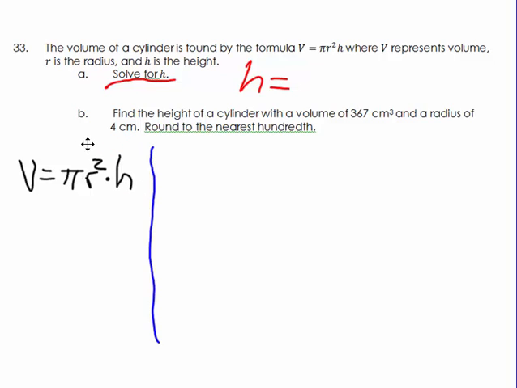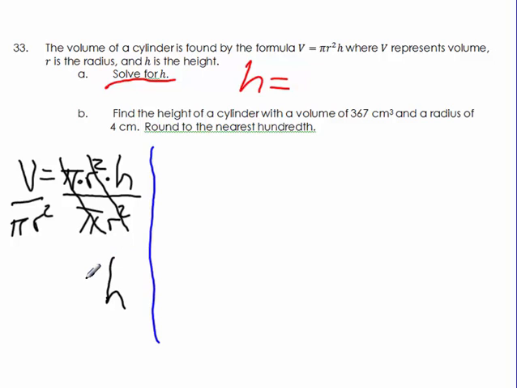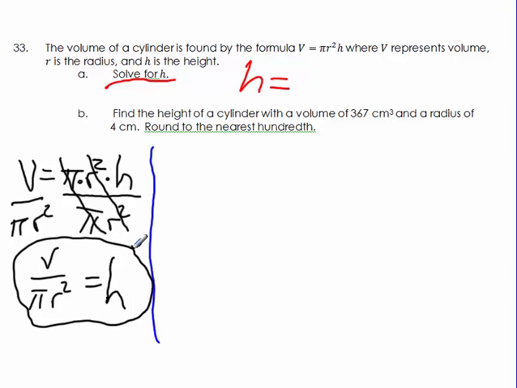Now what's happening between h, r squared, and pi? Well, it's multiplication, right? So if I divide both sides by pi r squared, then my pi's cancel and my r squareds cancel, and I'm left with h equals V over pi r squared. Now this is my answer to part A. I have h by itself, and it's equal to V divided by pi r squared.